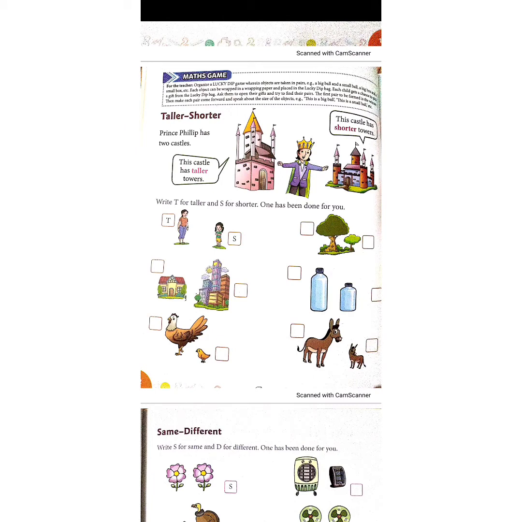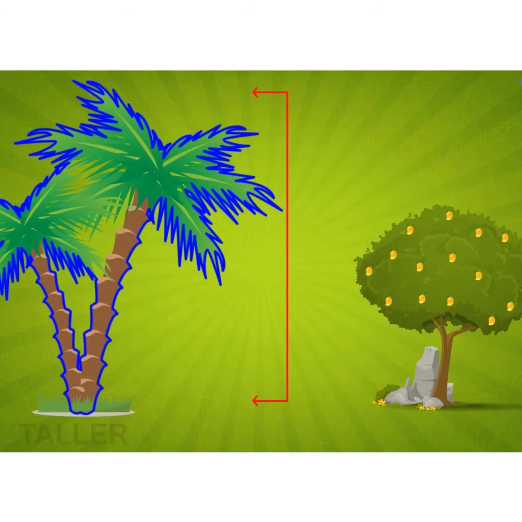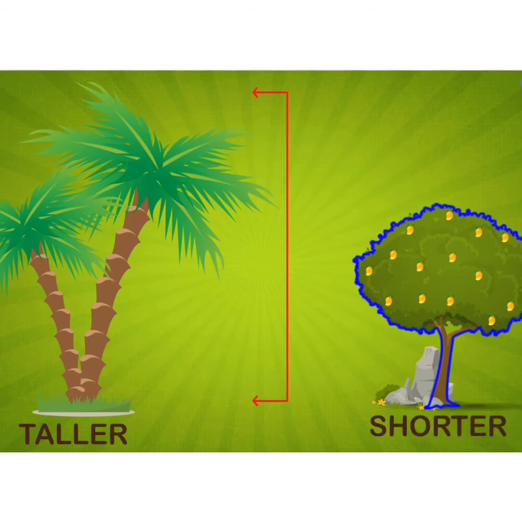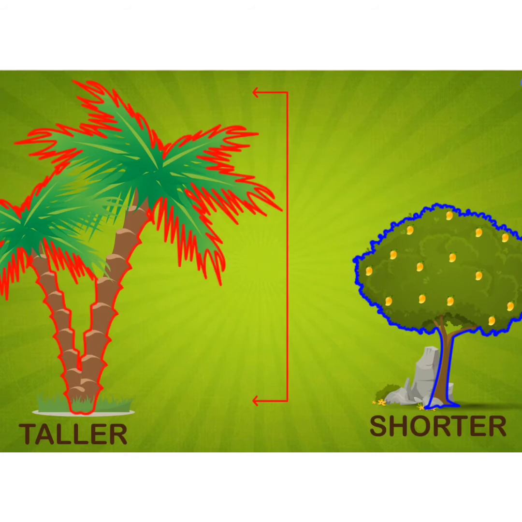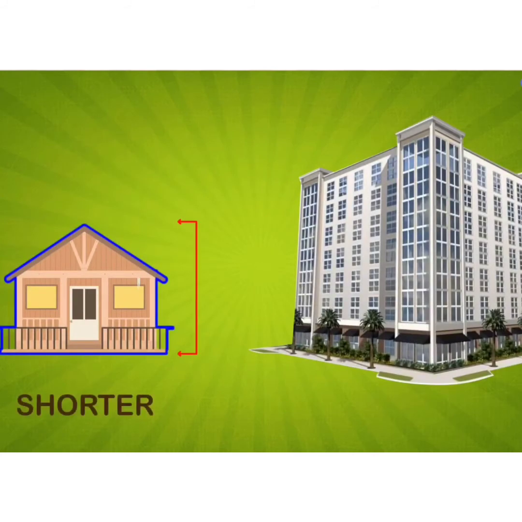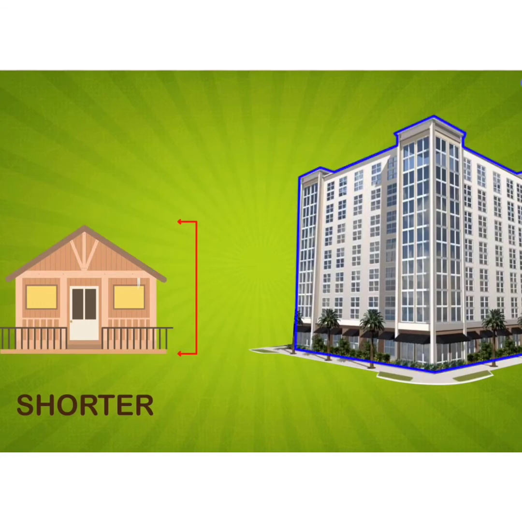Whereas the left hand side donkey is taller than the foal, means the baby donkey. Let us see some more examples. The coconut tree is taller than the mango tree, or we can say that the mango tree is shorter than the coconut tree. Similarly, the cottage is shorter than the building, or we can say the building is taller than the cottage.